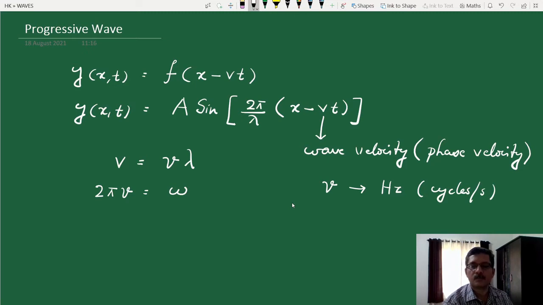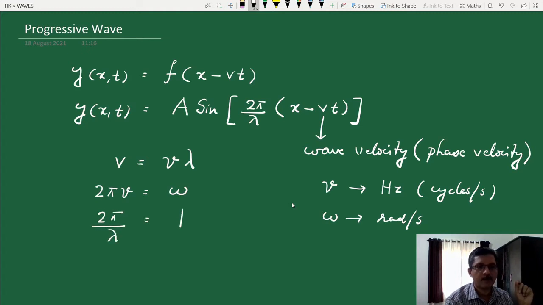One cycle per second is called 1 hertz, named after Heinrich Hertz, who first produced and detected electromagnetic waves experimentally. And this omega is angular frequency, measured in the unit radian per second, or simply second raised to minus 1. Also this 2 pi by lambda is called wave number k. 2 pi nu is angular frequency omega, and 2 pi by lambda is wave number k.